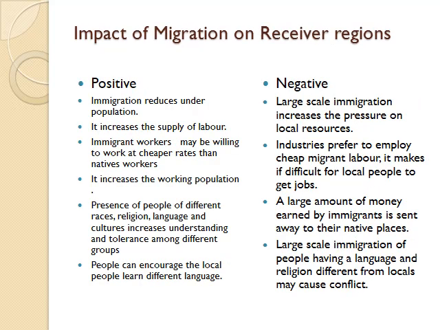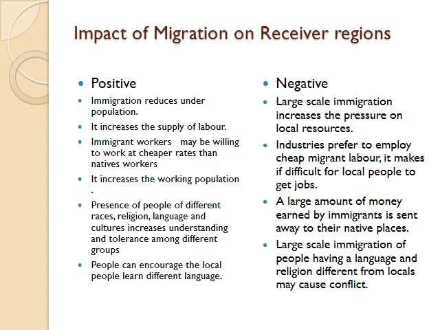Impact of migration on receiver regions. The positive effects are: immigration reduces underpopulation. It increases the supply of labor. Immigrant workers may be willing to work at cheaper rates than native workers. It increases the working population. Presence of people of different races, religion, language and other cultures increases understanding and tolerance among different groups. People can encourage the local people to learn different languages.